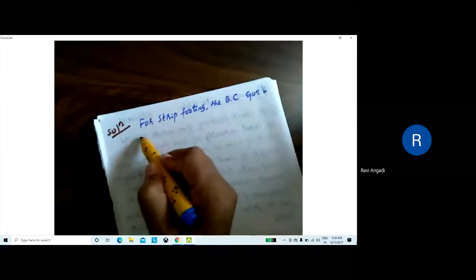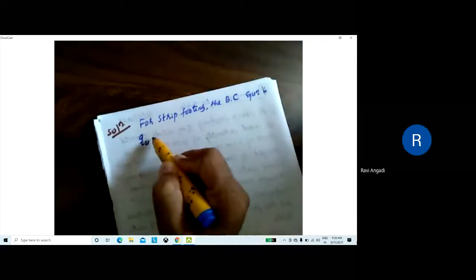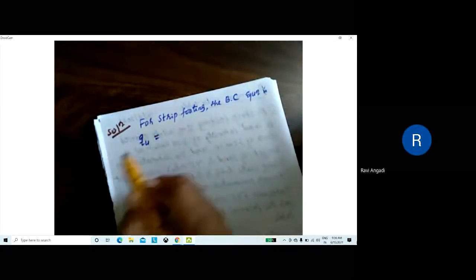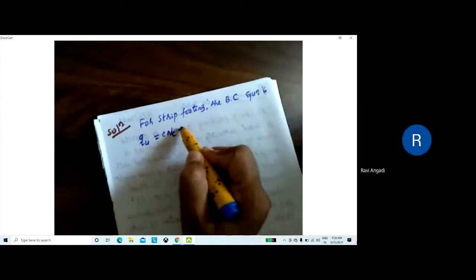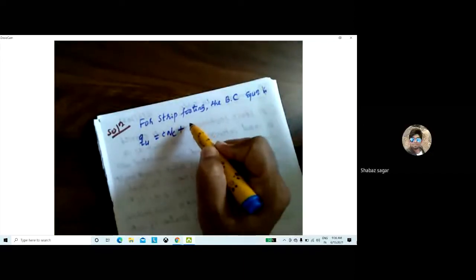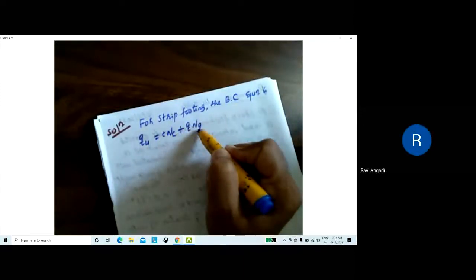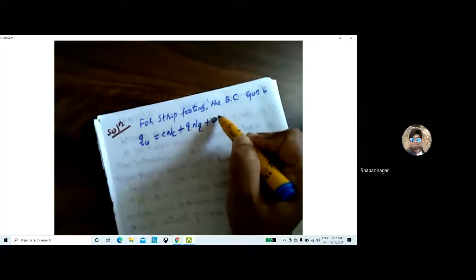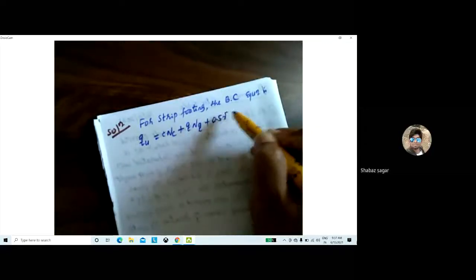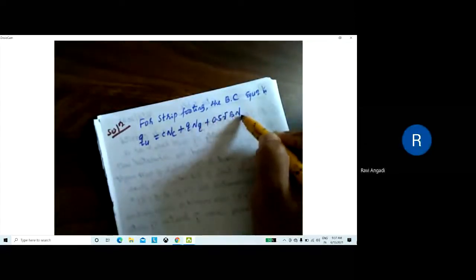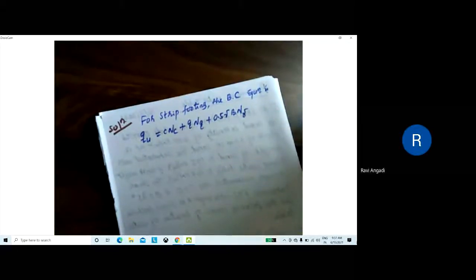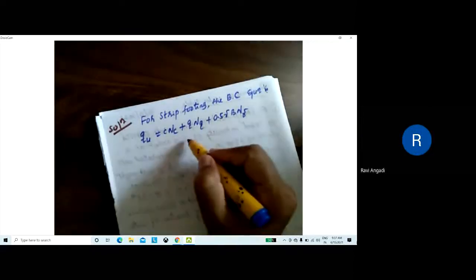So can you tell me what is the equation for strip footing? General equation as per the term: cNc plus qNq plus 0.5 gamma B N gamma. Yes, this is the generalized equation as per Terzaghi for calculating the ultimate bearing capacity. And here q is gamma into Df.